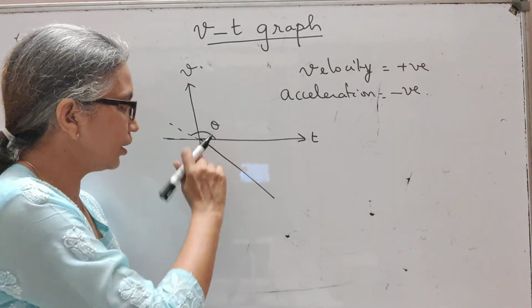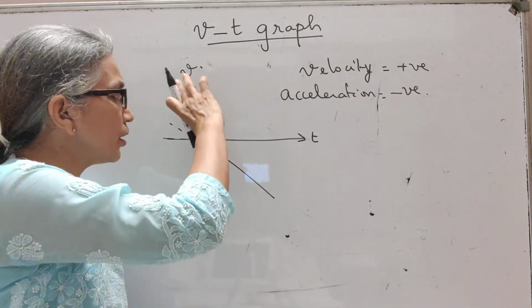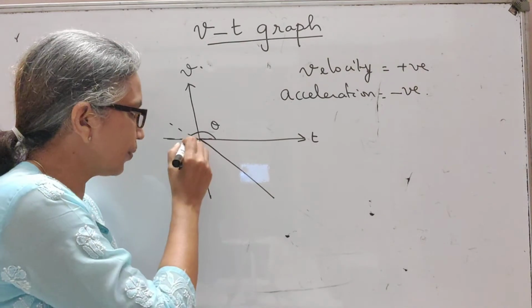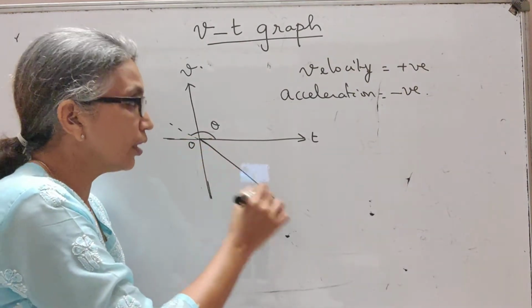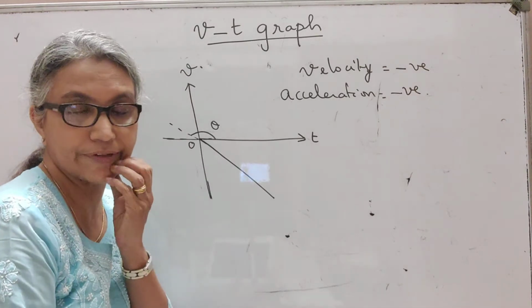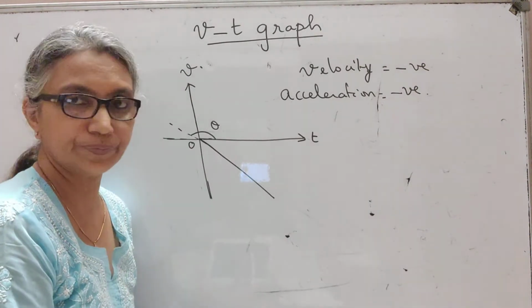But your body is, you see the graph is in the negative axis. This is the velocity axis. Here it is a positive axis. Here it is the negative axis from the origin below. That is, velocity is negative. It's moving in the negative direction. Velocity is negative. Acceleration is also negative.